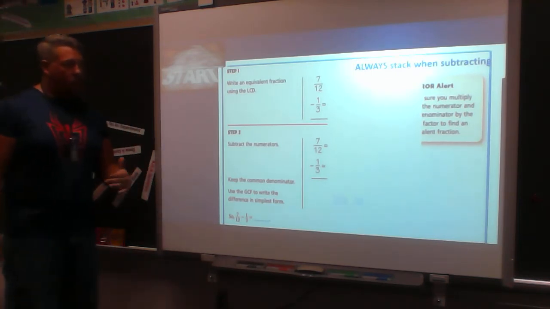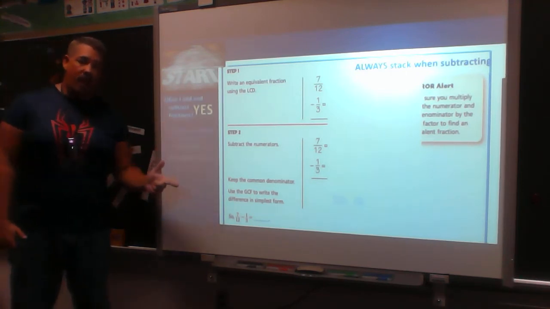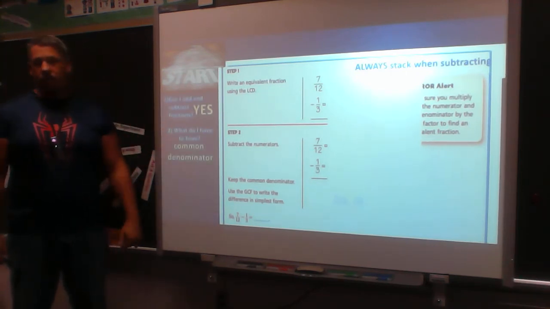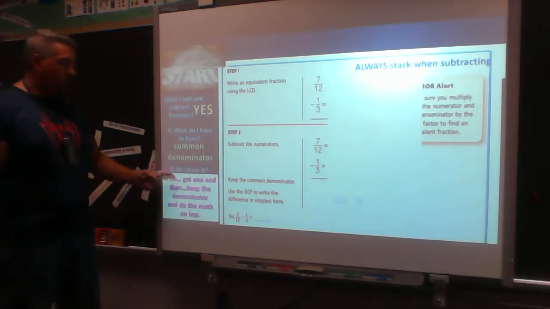So if I have 7/12 and 1/3, I start asking my questions. I know I can subtract. Do I have a common denominator? No, I don't. They're unlike terms, right? Unlike denominators. So if no, I have to get one.